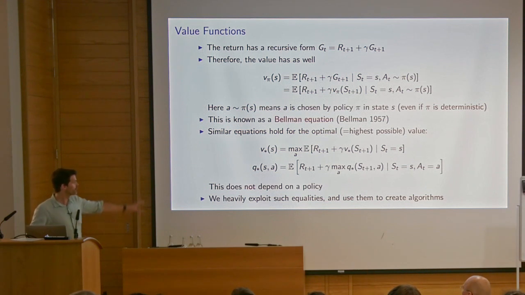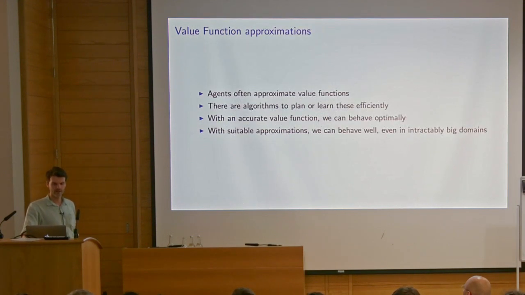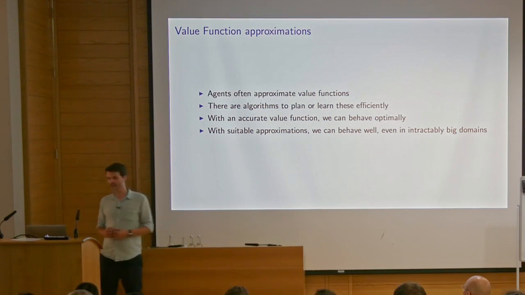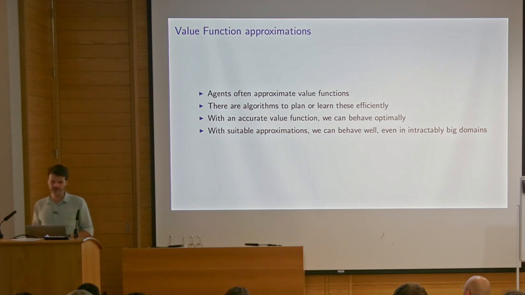And note that these optimal values, these equations, do not depend on some arbitrary policy anymore. They don't depend on pi. They're self-contained definitions of the optimal values. And in reinforcement learning, we heavily exploit equations like this and we use them to create many algorithms. So the agents often approximate these value functions, and there are many algorithms to plan or learn these efficiently.